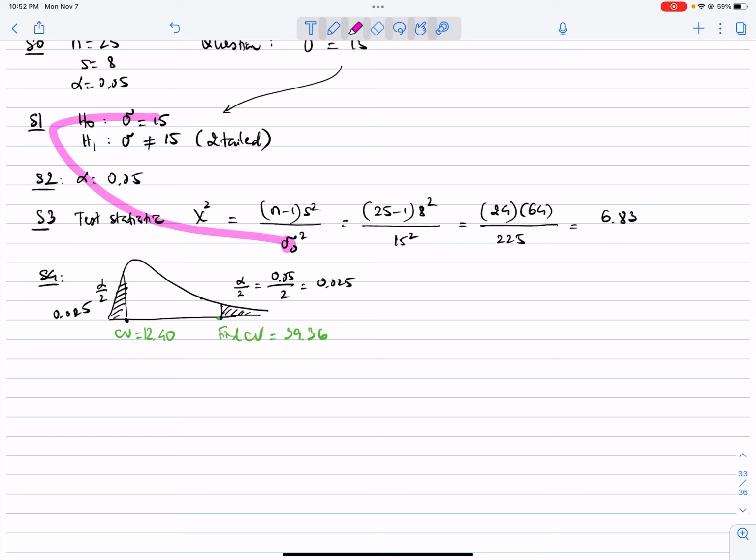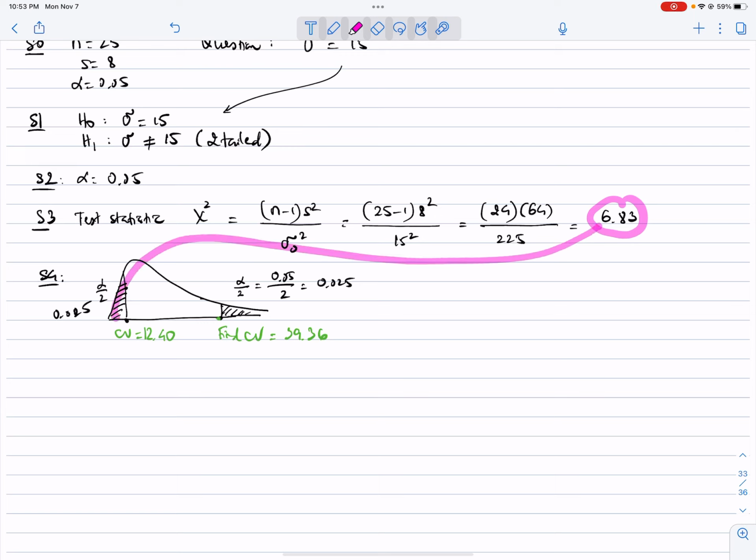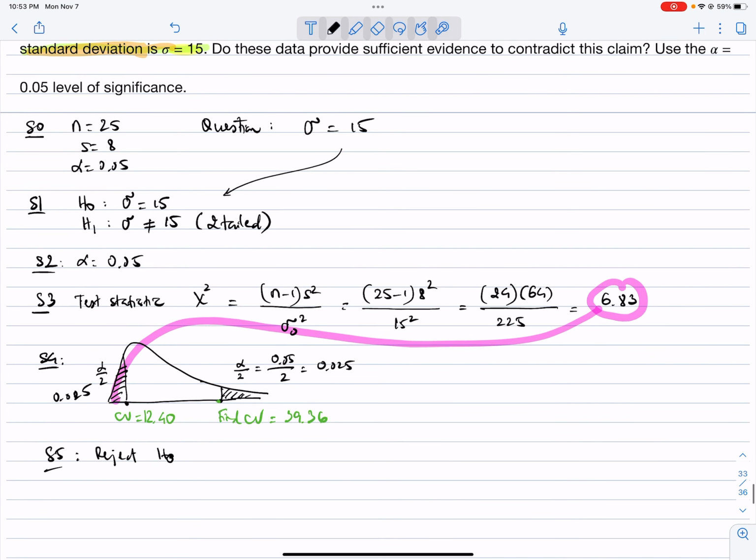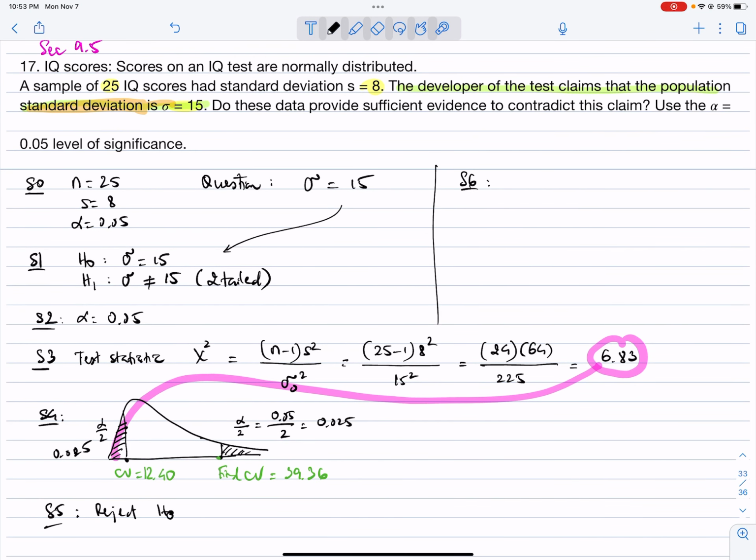Then we look at the test statistic. We have 6.83, and this lands before the 12.40. So it lands in the shaded region, and that means reject. So step number 5, we will reject the null. Now let's go back to the null, and I will write step number 6 here: the conclusion. We say we reject the null.